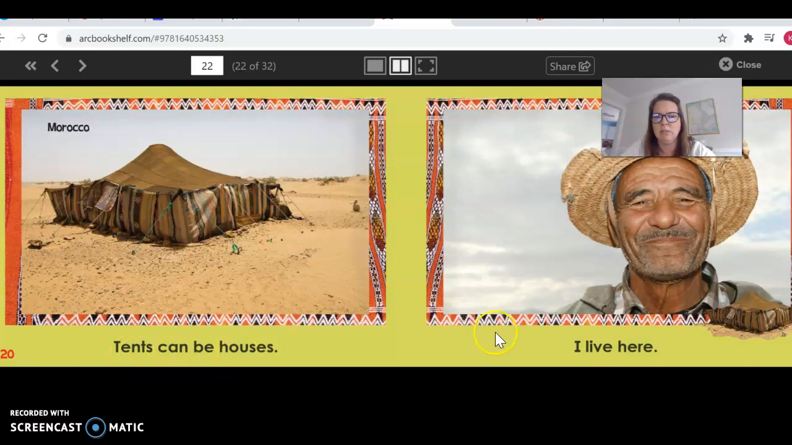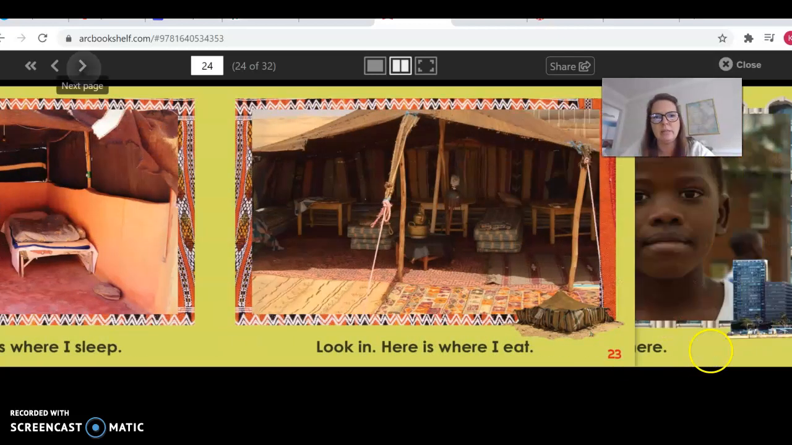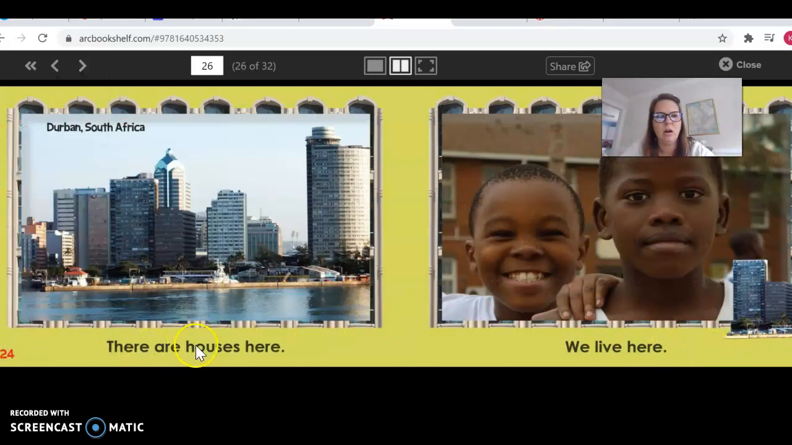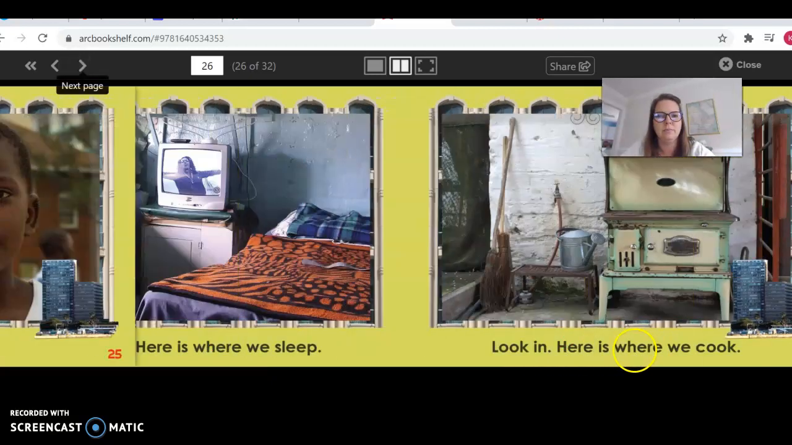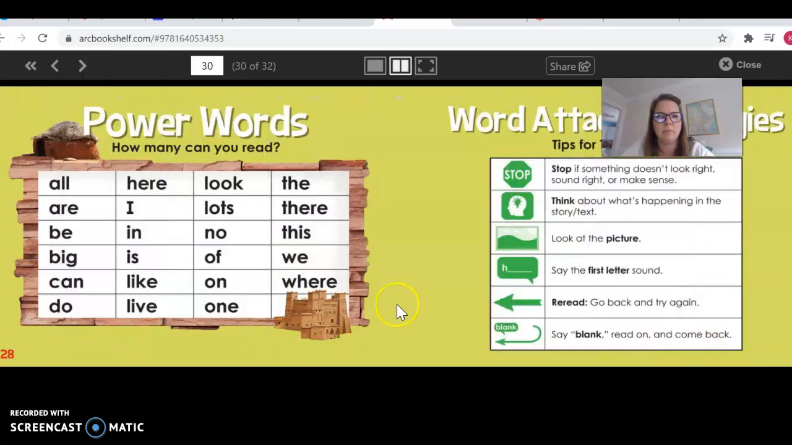Tents can be houses. I live here. Look in. Here is where we sleep. Look in. Here is where I eat. There are houses here. We live here. Look in. This is where we sleep. Look in. This is where we cook.